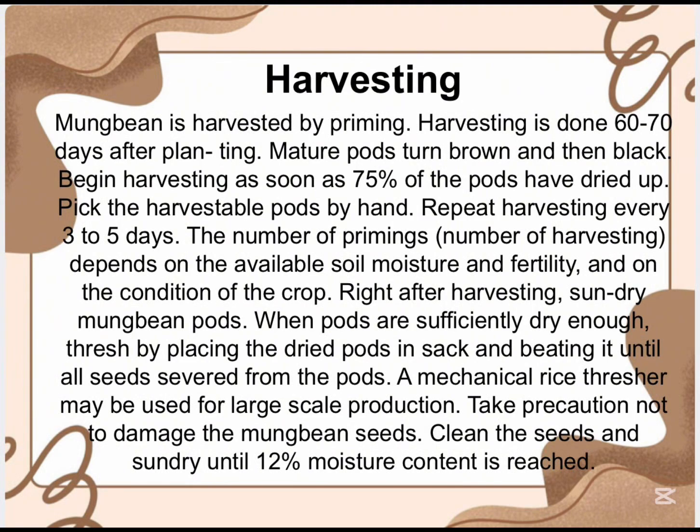A mechanical rice thresher may be used for large-scale production. Take precaution not to damage the mung bean seeds. Clean the seeds and sun-dry until 12% moisture content is reached.